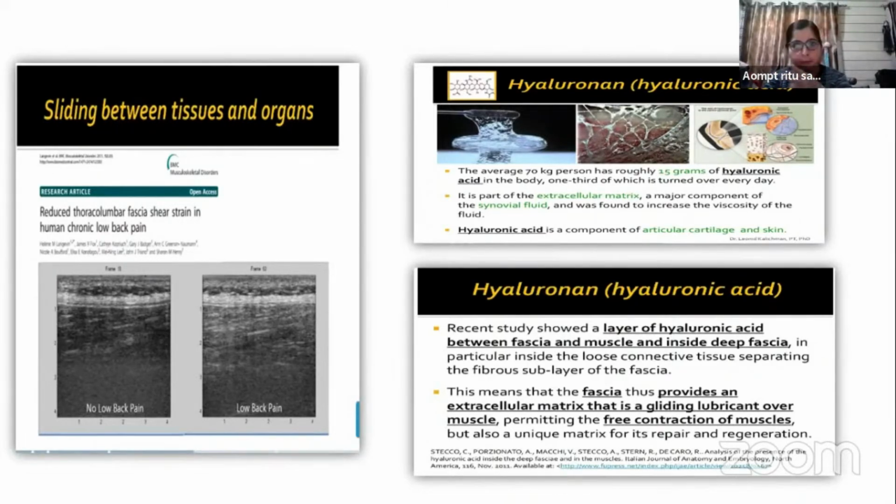So if the fascia is tight, it will not produce the layer of hyaluronic acid which is in between the fascia and the muscle. So the muscle gliding will be very tight, and the fascia will be in a tightened position. So the patient will say that I am having low back pain. When I am doing upper limb activity, I am getting this pain. I am feeling a catch there because of the tightness of the fascia, because the fascia is not allowing the muscle to contract. Yes.